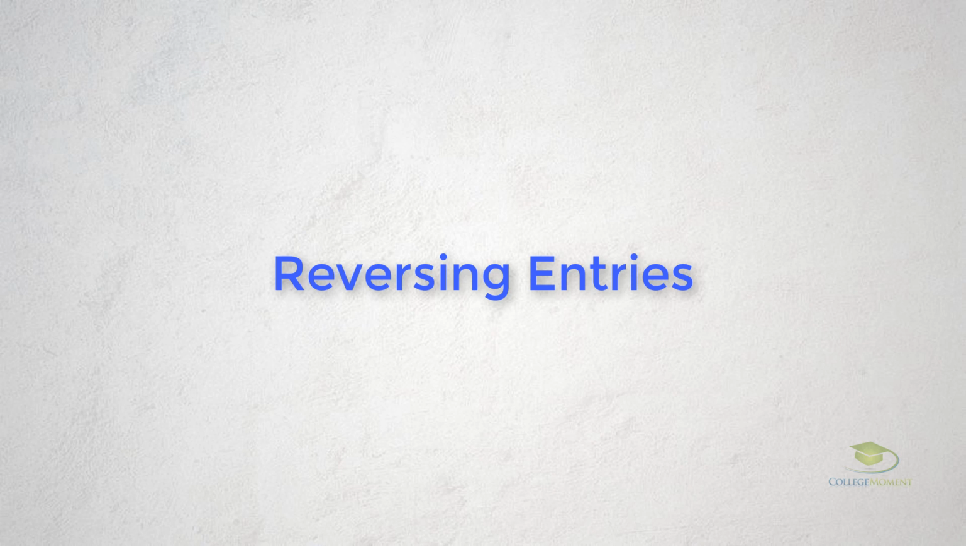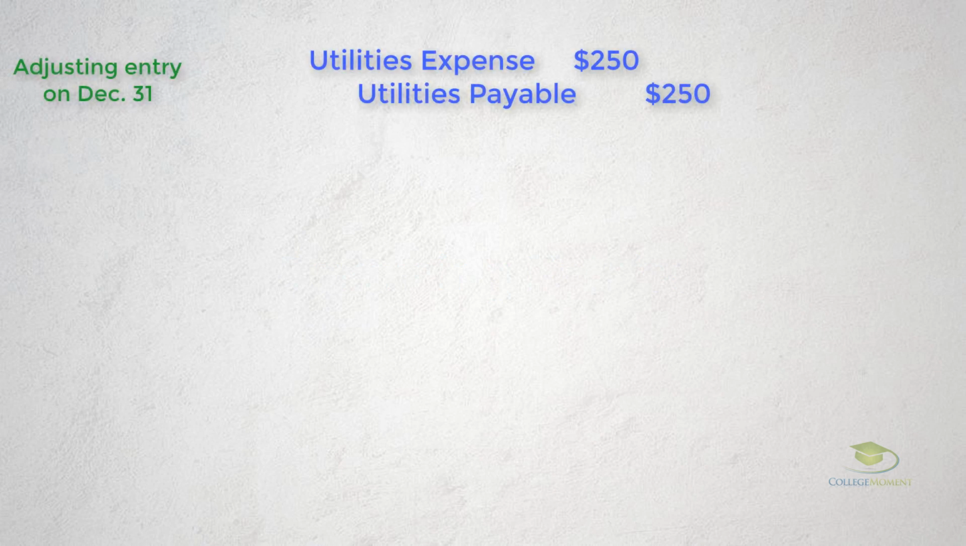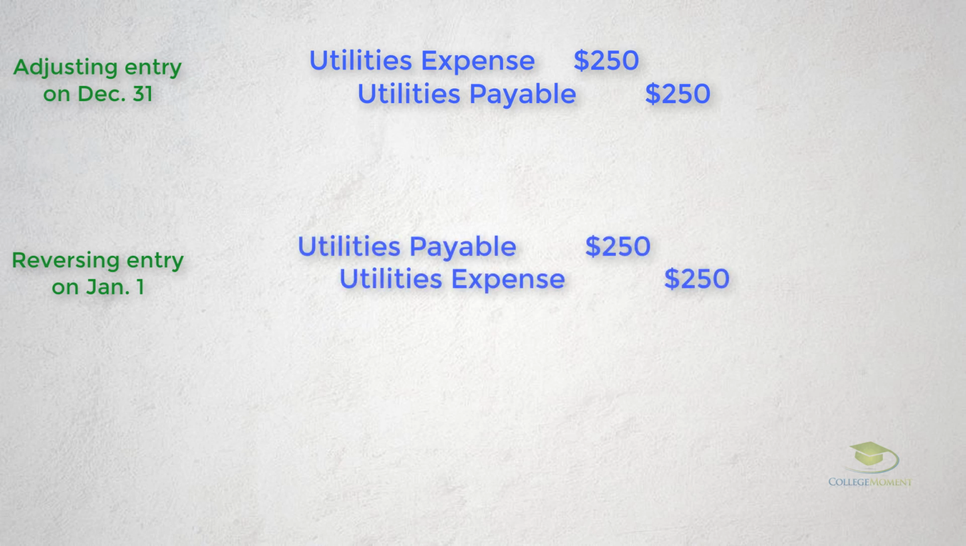The reversing entries are usually recorded on January 1st after the adjusting entry was made and after the financial statements were prepared. So basically, you remember this adjusting entry we had. To reverse this adjusting entry on January 1st, we would debit utilities payable and credit utilities expense. Just like the adjusting entry never happened. The balances in both utilities expense and utilities payable are now zero.